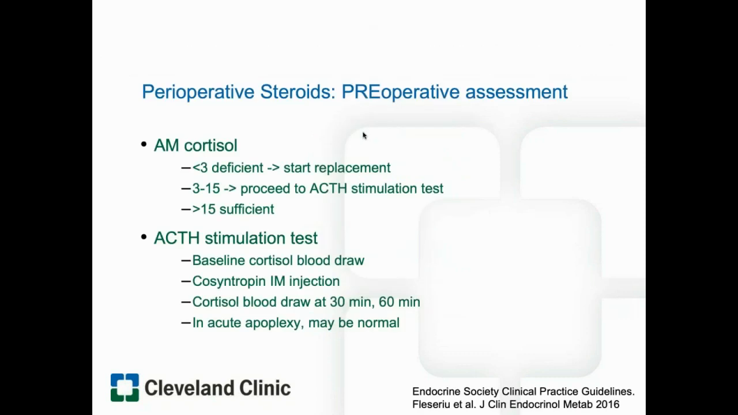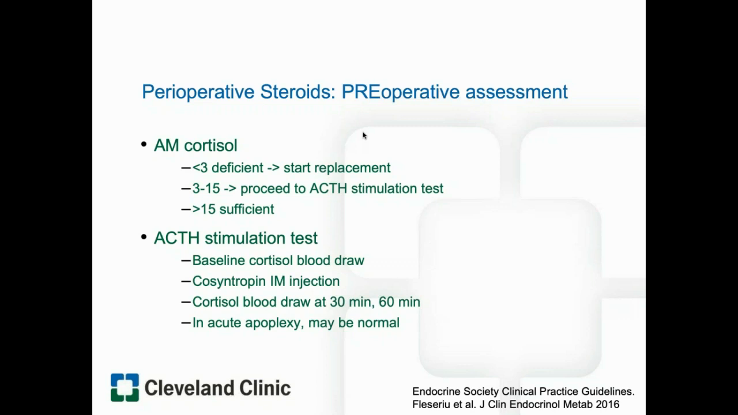How about perioperative steroids? The first thing we have to do is make a preoperative assessment to see how a person's adrenal axis is functioning. So most patients may start with an AM cortisol. Cortisol is the body's natural steroid. If we measure steroid function throughout the day, it's up and down like a zigzag graph. And really the most reliable time to check it is in the morning.